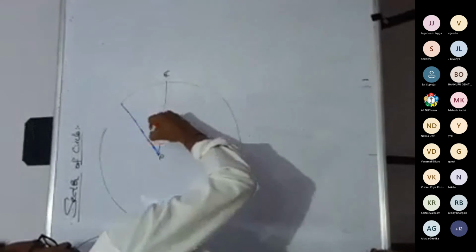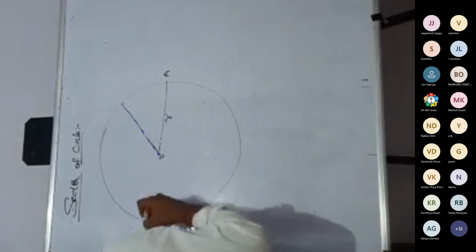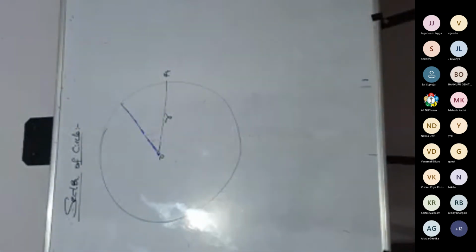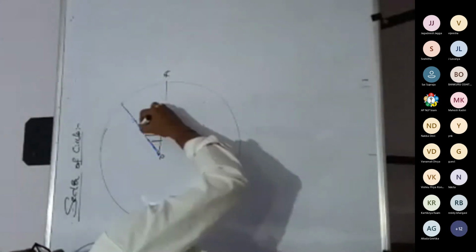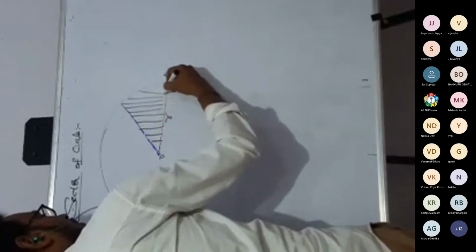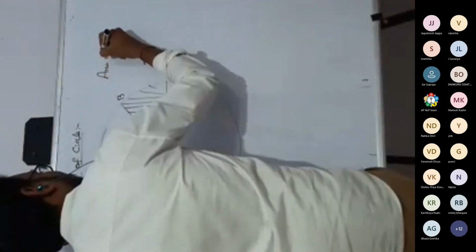Okay, this entire shaded part we can call the area of the sector. So simply we can take OA, a piece of the circle, the area of the sector.